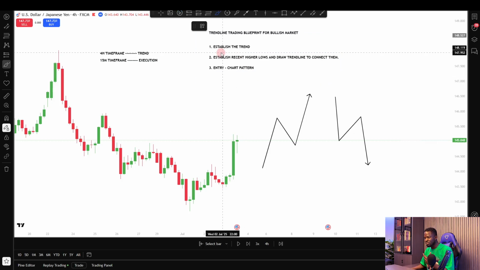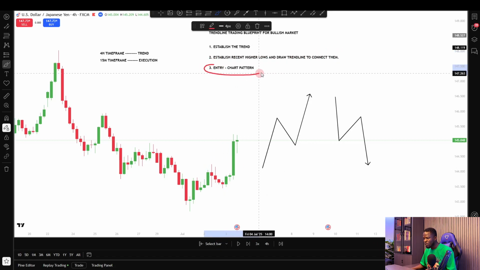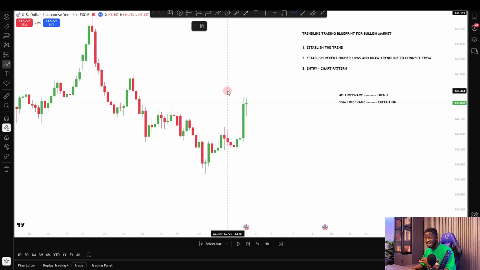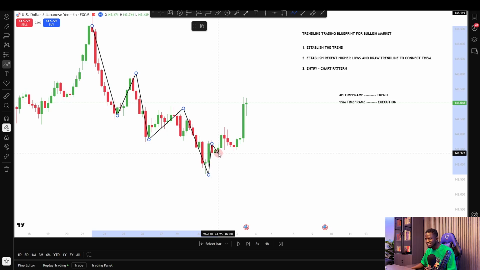After establishing the trend on the 4 hours time frame, the next step is to establish the recent higher lows and draw the trend line to connect them, right? The third one is the entry, whereby we use chart patterns for our execution on the 15 minutes time frame. If you look at the price action right now, you will agree with me that buyers are the ones in charge of the market. But before that, sellers were the ones ruling the market, whereby they created lower low, lower high, lower low, lower high, lower low, lower high. Then price created a new higher low, higher high, higher low.